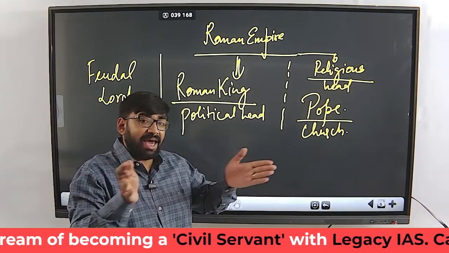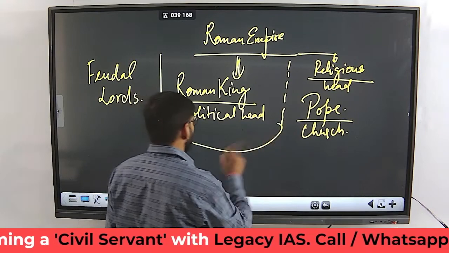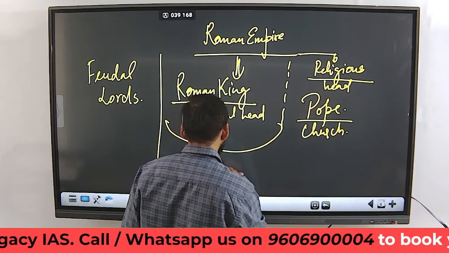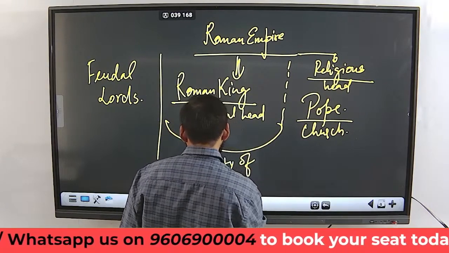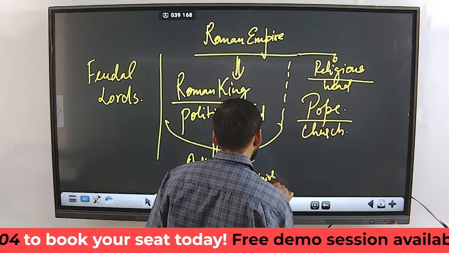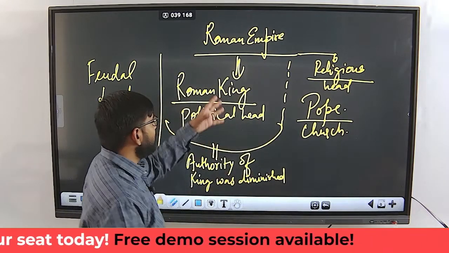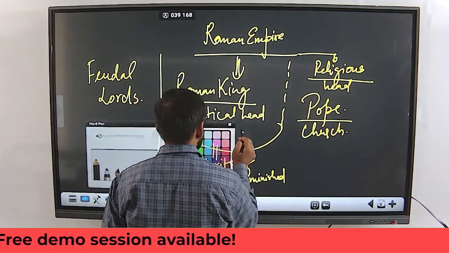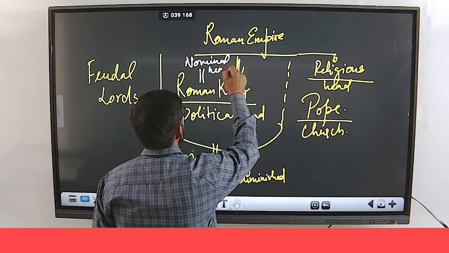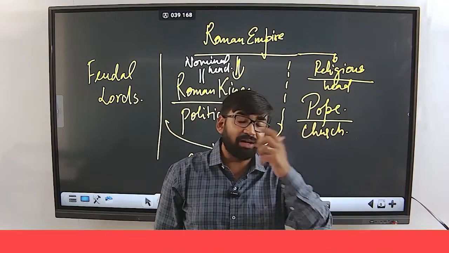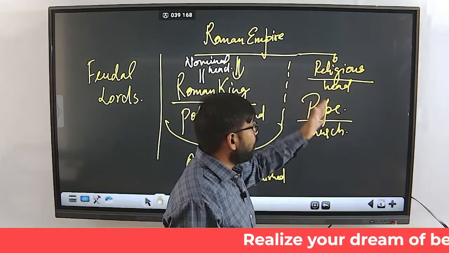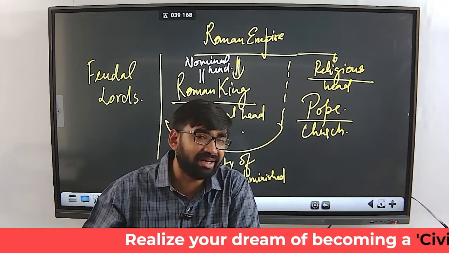Now, in this scenario, the authority of Roman king was diminished. Okay. And he became like the president of India. That means nominal head. Nominal head. So, who was having the real power? Real power was with church and pope. Though church was the religious head, pope was the religious head.